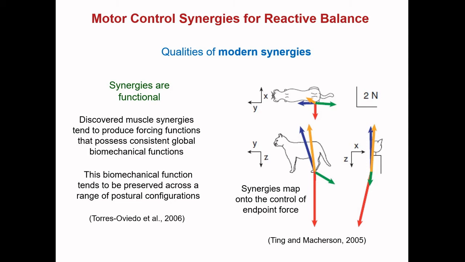The synergies of reactive balance have clear biomechanical functions. We can see that each synergy relates to a particular way of controlling endpoint force. We can see this represented graphically in the figure. The red arrow shows the force that's created by synergy W1. This force pushes into the ground and helps maintain the upright posture of the body. It also has a lateral component. The green arrow, in contrast, shows the force that's created by synergy W3. This force also pushes into the ground, but is directed posteriorly, such that it can be used to counteract posterior sway.